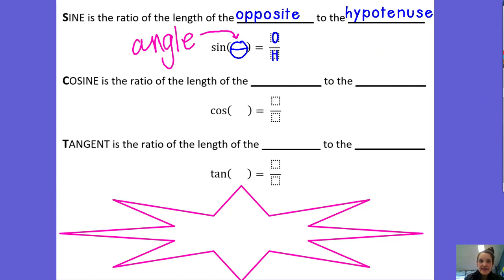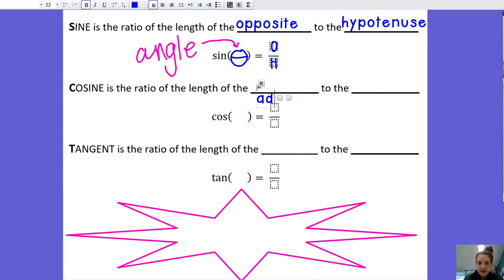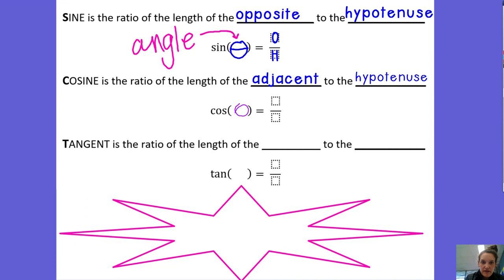Cosine is the ratio of the length of the adjacent side to the hypotenuse. So it's adjacent over hypotenuse. So you're going to put theta, your angle, in the parentheses, and then adjacent over hypotenuse. Cosine of theta is adjacent over hypotenuse.